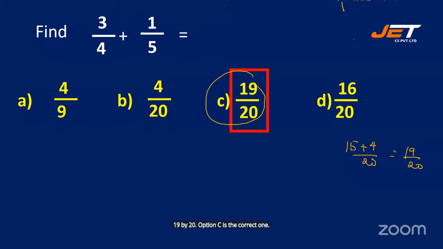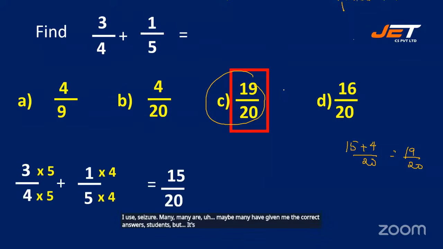Okay. Yes. So let's see how many of you have given the correct answers. Navadi, Simaraju, Bintu, Ayush, Shrija, Ritvik. Many have given me the correct answer, students. Good. Let's move on to the next question we have.